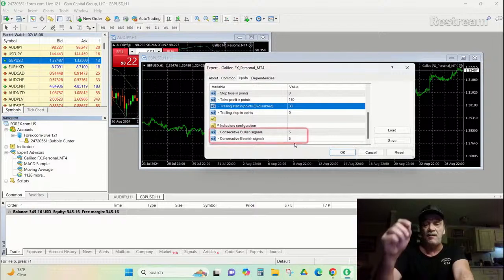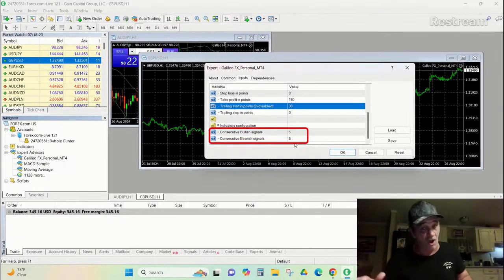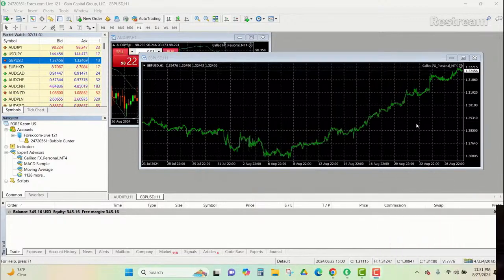Now your consecutive bullish and bear signals is how many times a bullish signal will happen before how many bear signals will happen before an upturn. The computer's going to look into that. You're going to think this is awesome when you see it in action in just a moment. But you just leave that for what it is right now at 5. That's medium. It goes from 1 to 10. And you click OK.